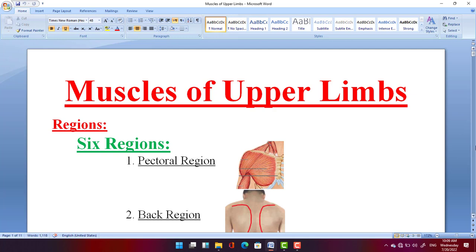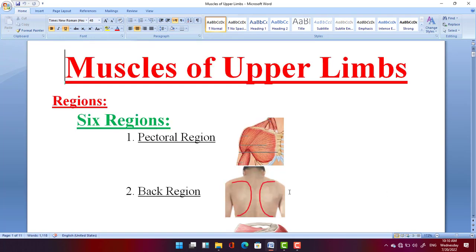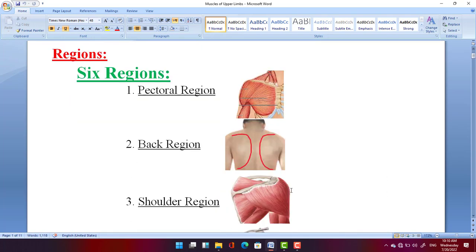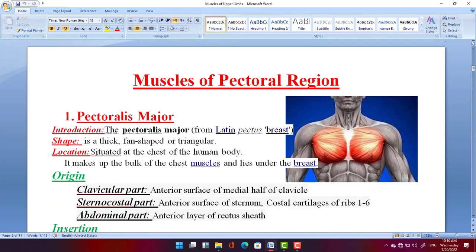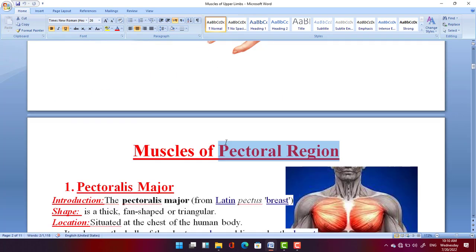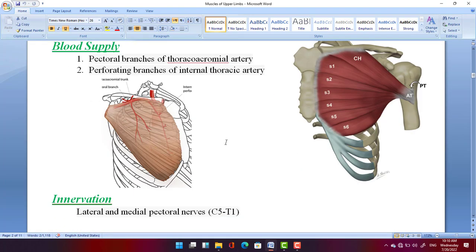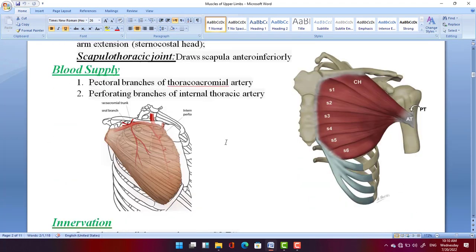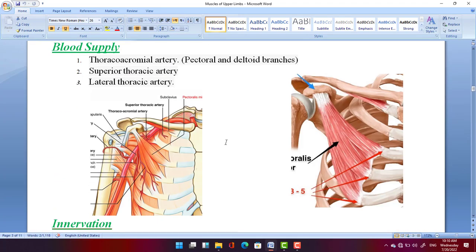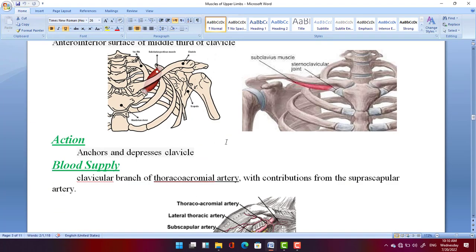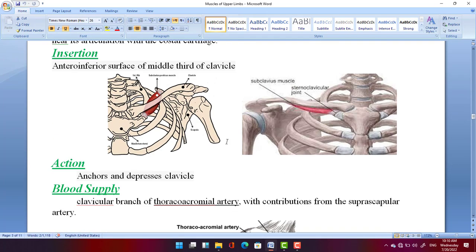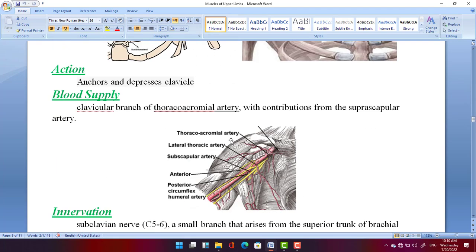As you know, we have started a series of lectures on the anatomy of the human muscular system. In my previous lectures, we divided the upper limb and started the discussion about the muscles of the pectoral region. We discussed the first muscle, pectoralis major, then pectoralis minor, then serratus anterior, and then the subclavius muscle. So these four muscles are in the pectoral region.